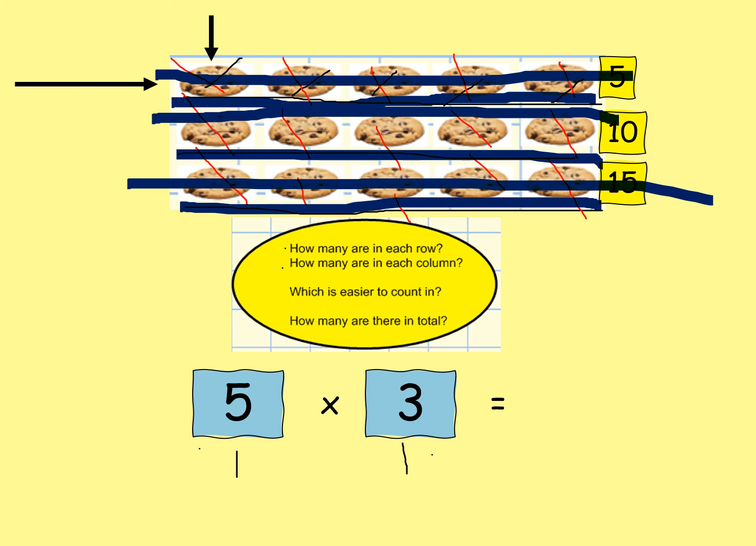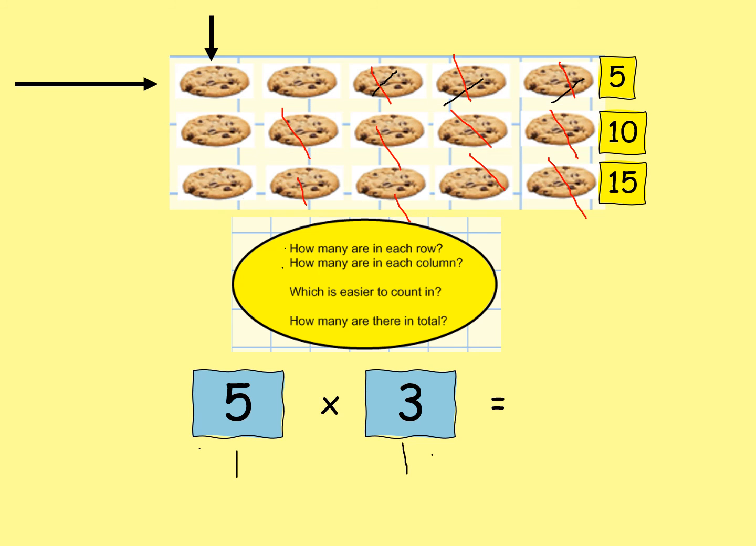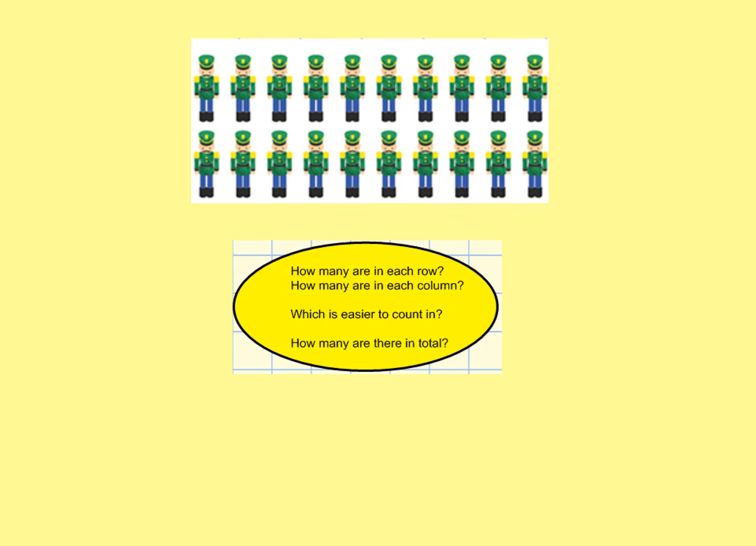Now, I'm going to try and rub all this out really quickly. So if we count the rows, we're counting in 5s. We've got 5, 10, 15. Now, let's have a look at this picture. Okay. So in this picture, how many are there in each row?